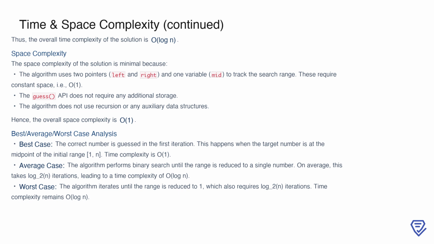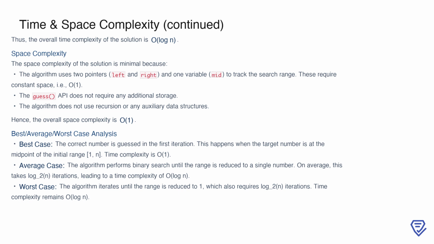For space complexity, the algorithm is highly efficient. It only uses a few variables, left, right, and mid, to track the search range, all of which require constant space, or O(1). Additionally, the guess API does not use any extra memory, and the algorithm avoids recursion or auxiliary data structures. Therefore, the space complexity is O(1).